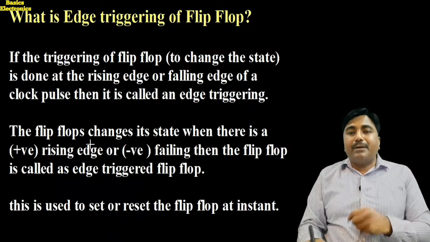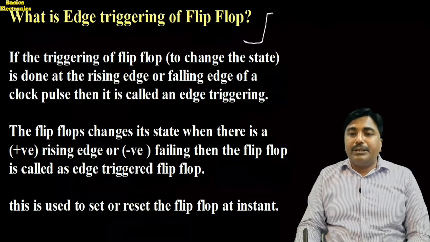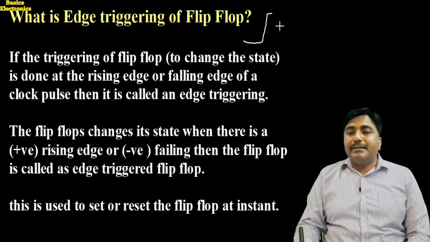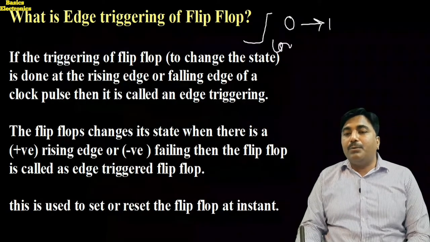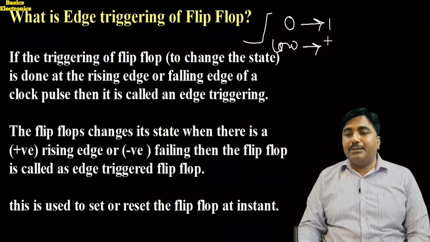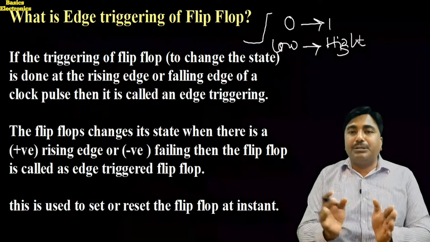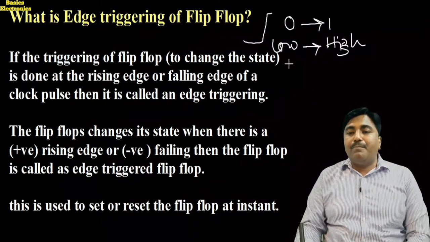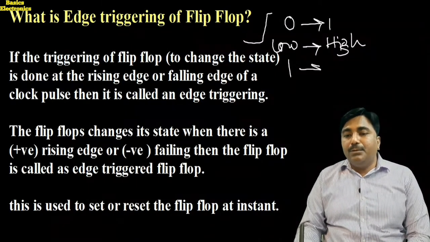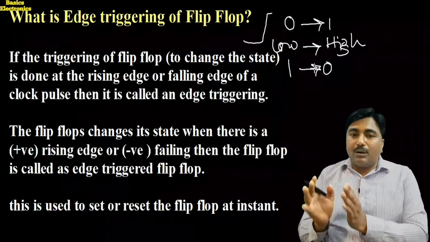When the clock pulse is increasing towards the positive value, or you can say when the clock pulse is changing from 0 to 1, or low to high, this edge is what we call the positive edge, and when the clock pulse is falling from the high to the low value, this is what we call the negative edge of the clock.